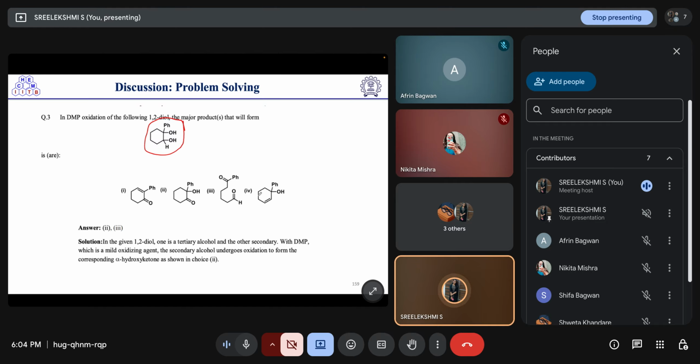So here the correct answer can be either option 2 or option 3. As we can see here, one of these alcohols is tertiary and the other one is secondary. Of course, only primary and secondary alcohols can undergo oxidation. In tertiary, no proton is there for oxidizing that alcohol into the ketone. So that is not possible.